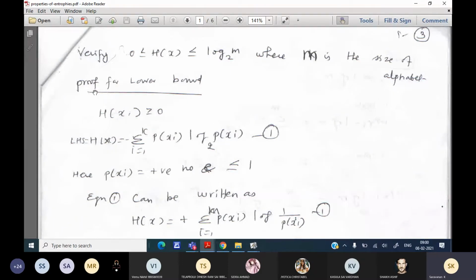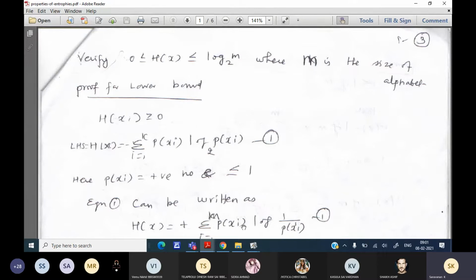So first we are going to prove the lower bound, that is H of X is always greater than or equal to 0. It is a simple proof. On the left hand side I am going to write H of X. What is the general formula for H of X? It is nothing but minus summation of p of xi log p of xi base 2. We know p of xi is always a positive number, either equal to 1 or less than 1, so it is between 0 and 1. The discrete probability will always be between 0 and 1.